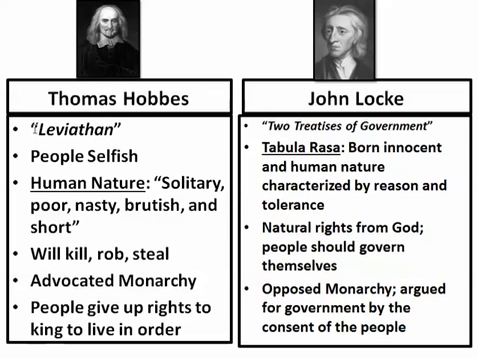So let's look at Thomas Hobbes. Thomas Hobbes wrote a book called Leviathan, and the Leviathan in biblical terms is a biblical creature that devours people for sin. It creates this fear in people. And his idea of human nature was that people were naturally selfish, that people are born into a solitary world that is poor, nasty, brutish, and short.